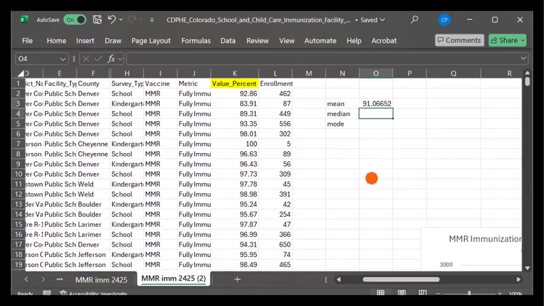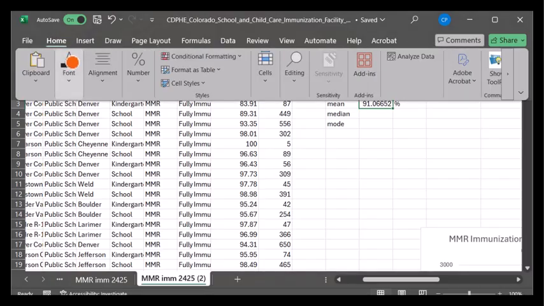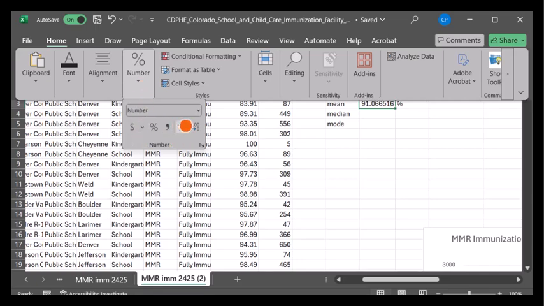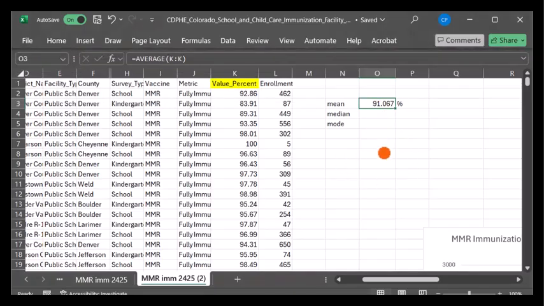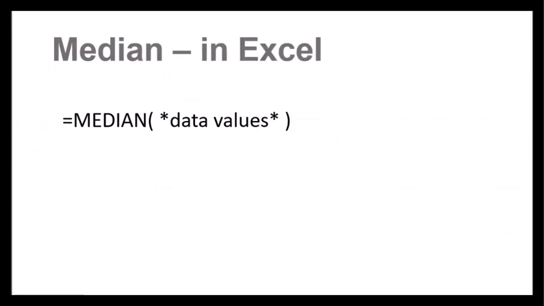So this gives me a mean of 91.06652. These are percentages, so I'm thinking of this as essentially 91%. Because this data has 2 decimal places, the standard would be to round this to 3 decimal places. If I come to my home ribbon and the number tab, I can adjust the number of decimal places to the appropriate value. So 91.067% is the average percentage vaccinated among all the different schools. That average was looking at the mean.